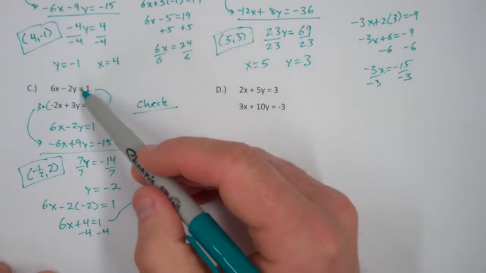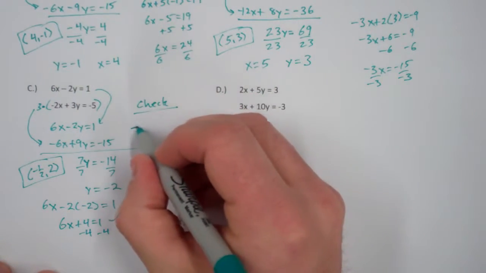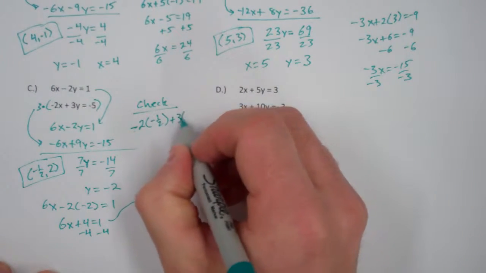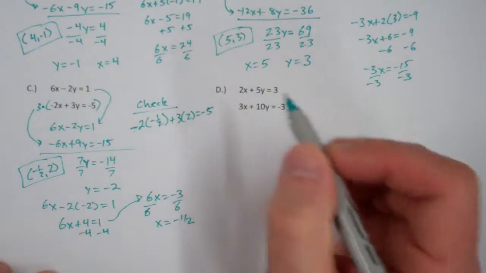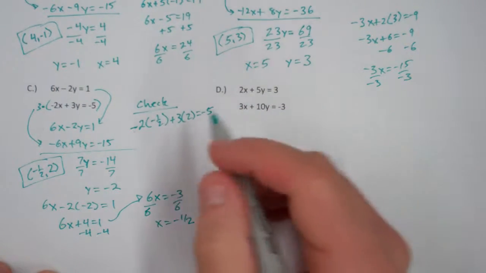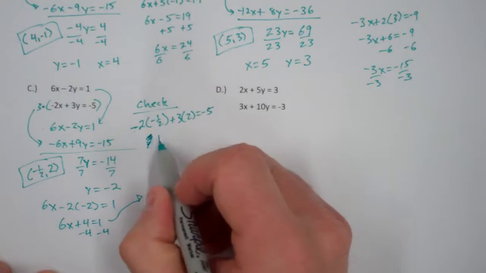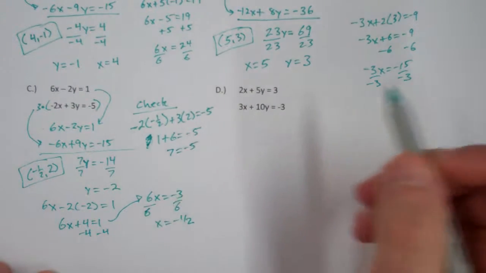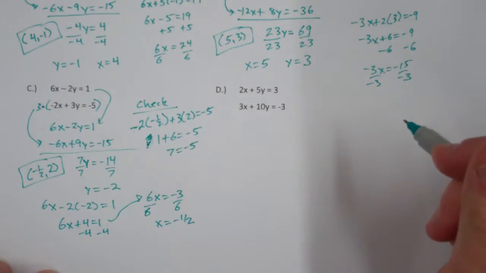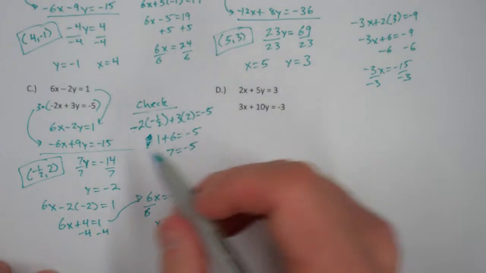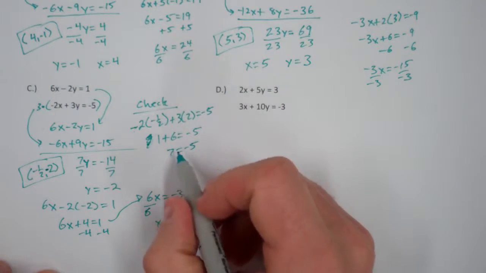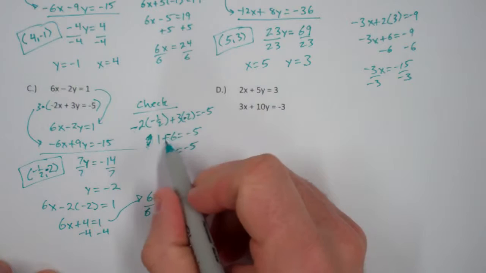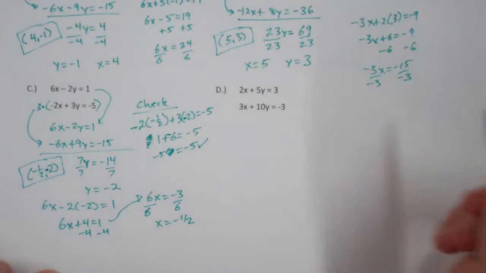The equation we used last was the first one, so let's use the second one to check. So negative 1/2 will go in for x, 2 will go in for y, and hopefully we get negative 5. Oops, that's going to be a 1. Plus 6 equals negative 5. 7 equals negative 5. We might have made a mistake somewhere. Oh, it's negative 2. Whoops, there's a mistake. So it's 3 times negative 2, which is negative 6, and 1 minus 6 is negative 5. So this one does check.